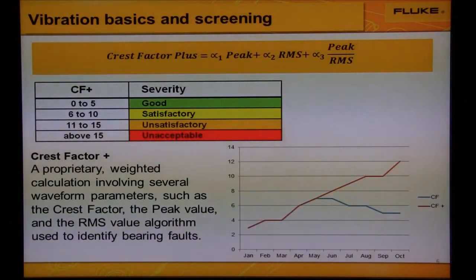The Crest Factor Plus values can be related to bearing damage according to the severity chart in the middle. In the lower right is an example graph that shows ordinary crest factor in blue varies from 3 to 7, but then back to 4 as the bearing worsens, where Crest Factor Plus, the red plot, increases steadily from 3 to 12 as the bearing damage worsens.